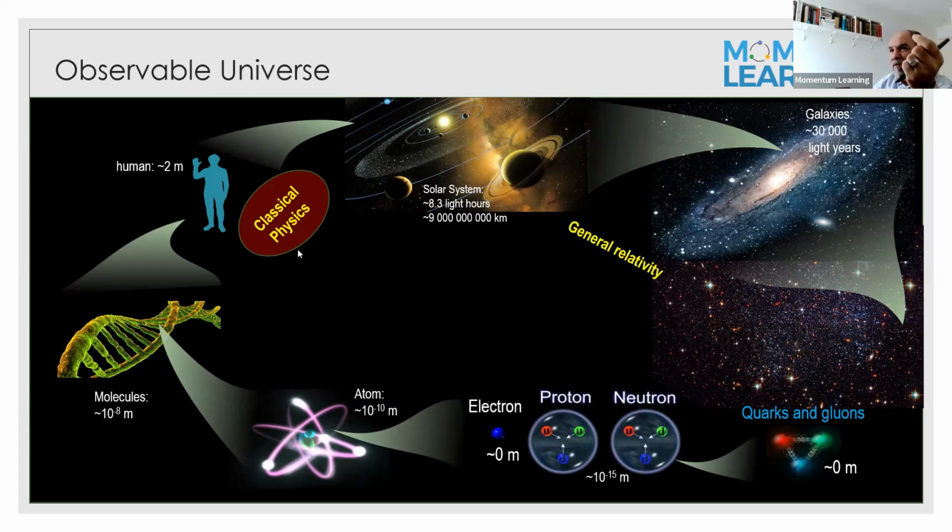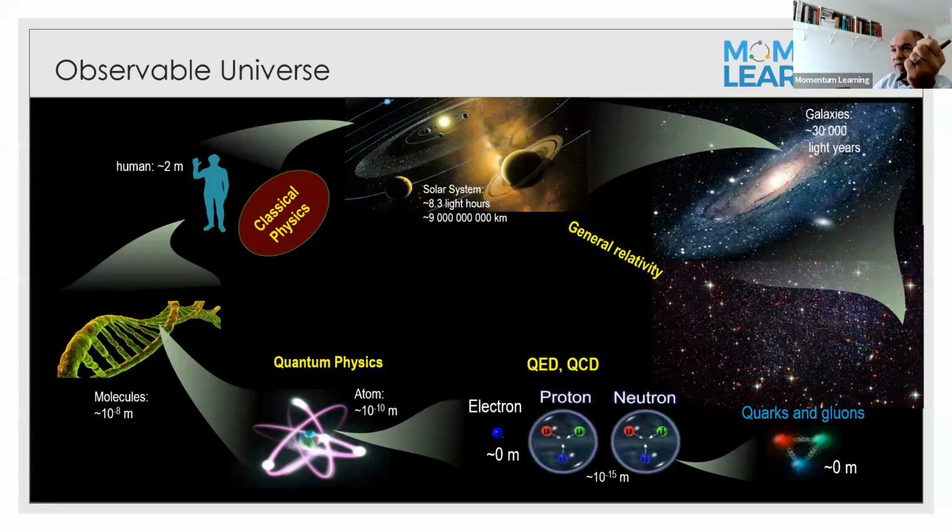Most of the time, general relativity, Einstein's theory of general relativity, explains the evolution of the universe. And then in smaller scales, molecules and atoms, quantum physics works there. And then even in smaller scales, quantum physics doesn't work there. So we invented new physics.